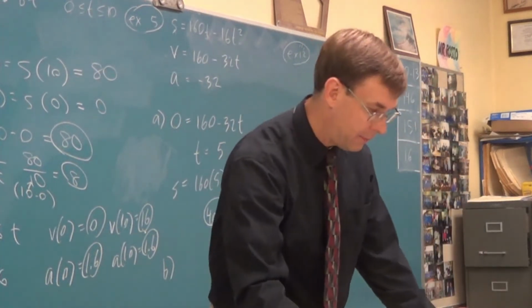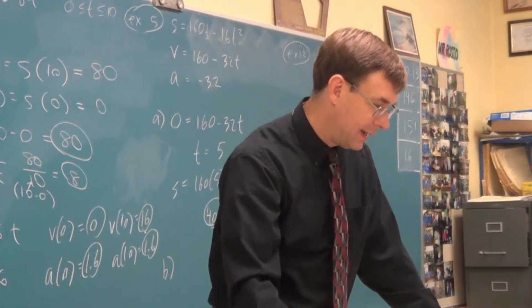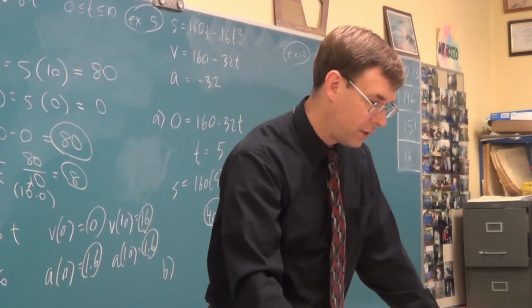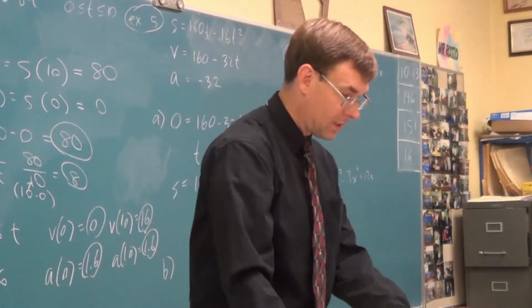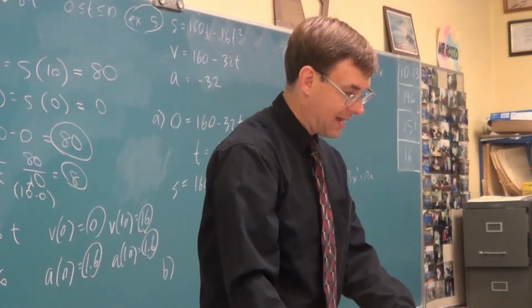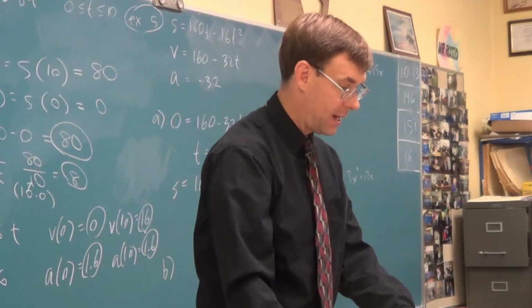B does a change up. B says, all right, so the rock is on its journey. It's at a 256-foot height, so it's a little more than halfway up. They want to know how fast the rock is going when it's at that 256 line.